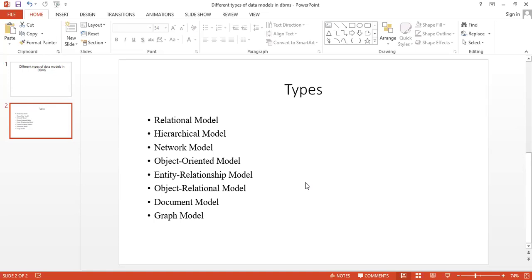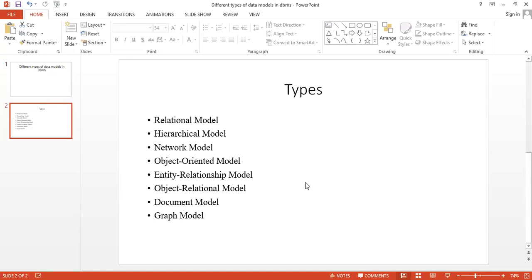Okay. Next, hierarchical model. Hierarchical model means it is a tree-like structure which has only one parent and many children, and it can be explained as a one-to-many relationship. Hierarchical model mainly focuses on the structure, that is, the structure of data can be obtained. It always ensures a strict relationship with only one parent and many children.